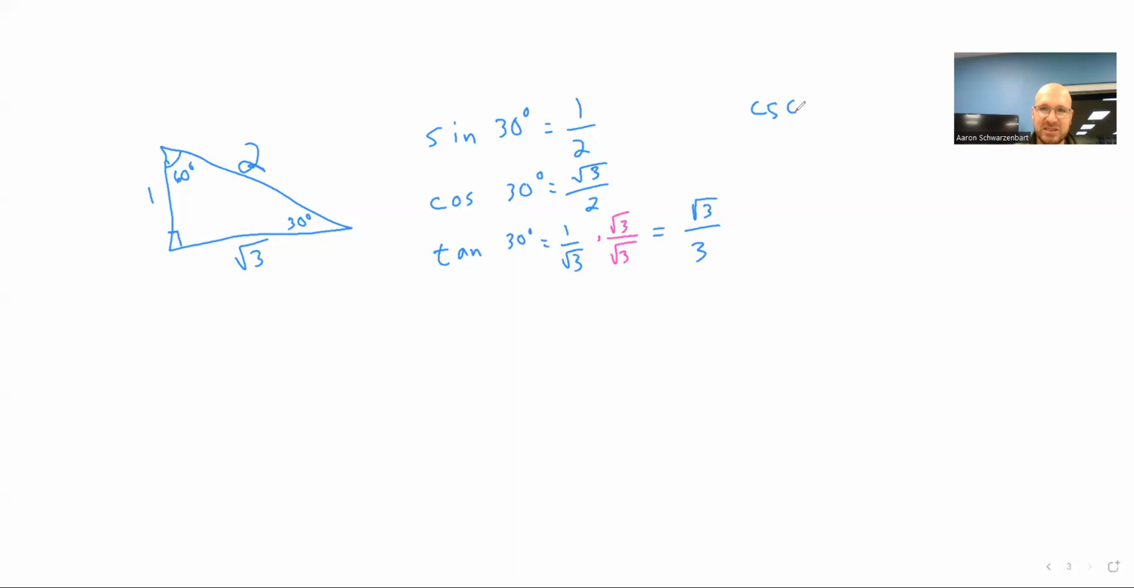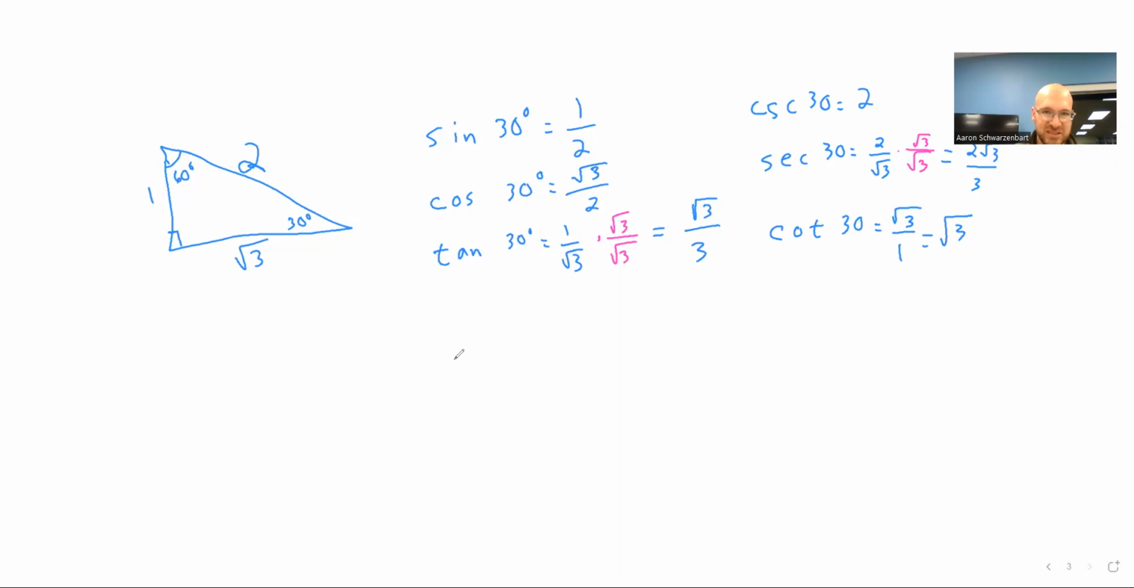We'll do my cosecant. 2 over 1. My secant. 2 over square root of 3. Again, I must rationalize. So I'm multiplying by square root of 3 over square root of 3. 2 square root of 3 over 3 for the secant. And the cotangent, again, I'm going to take the unrationalized one and flip that for my reciprocal. Square root of 3 over 1, which is square root of 3.